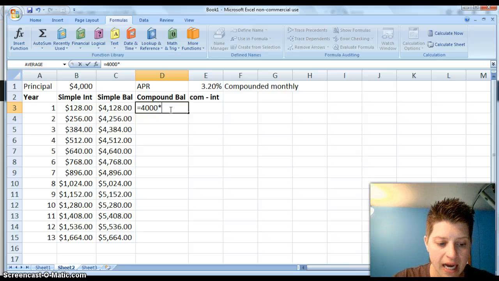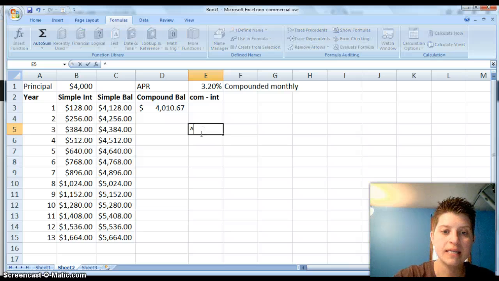Now I want to times, and you do need to put that little multiplication star. If you only put the parentheses, it will give you an error. So you need times, inside the parentheses, I want 1 plus my rate, 0.032, divided by 12, end parentheses.